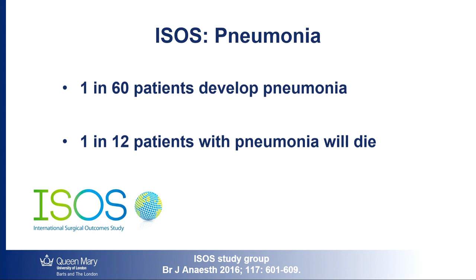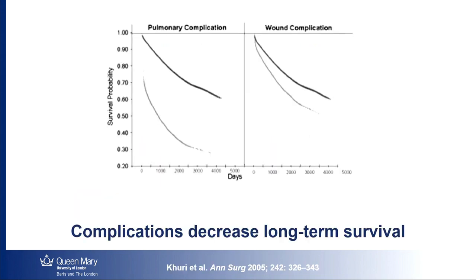We know that 1 in 60 patients develop pneumonia after surgery. Now, that may not sound very much until you visualize yourself as that particular patient. And actually, 1 in 60 suddenly seems like a lot more than it might do to us as anaesthetists. And 1 in 12 patients who have pneumonia will die. So that's actually a very high mortality rate for pneumonia. Perioperative pneumonia has a much higher mortality rate than pneumonia per se.